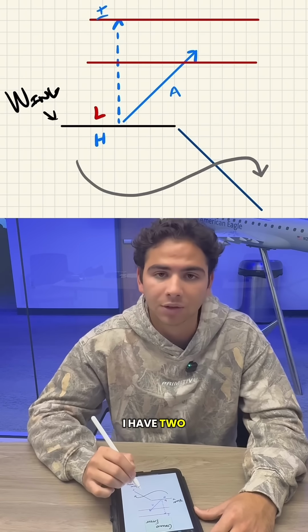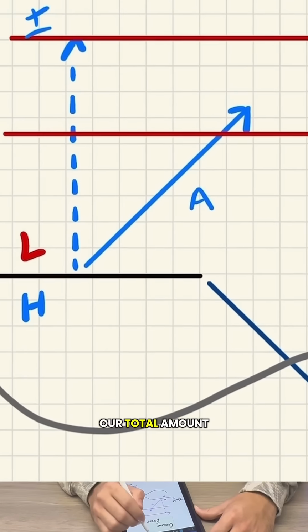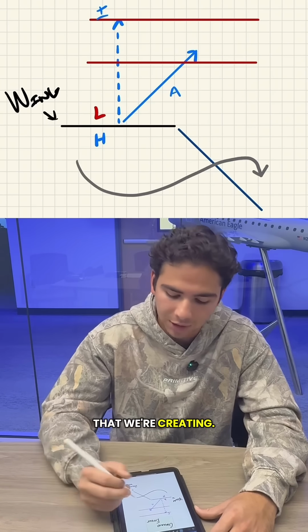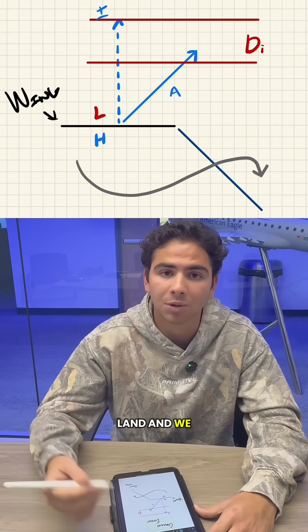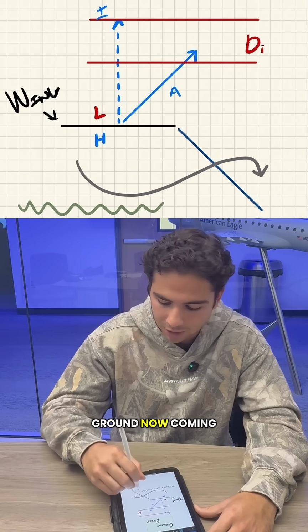Now in the middle, I have two red lines. That's going to indicate our total amount of induced drag that we're creating. Now this is before ground effect. It's a lot of induced drag. Now let's say we're coming into land and we start rounding out. But we have ground now coming into view.